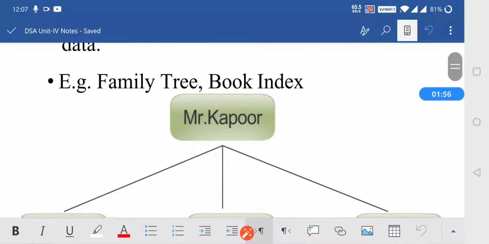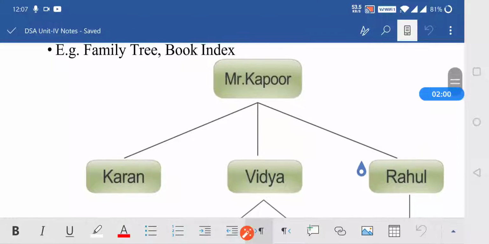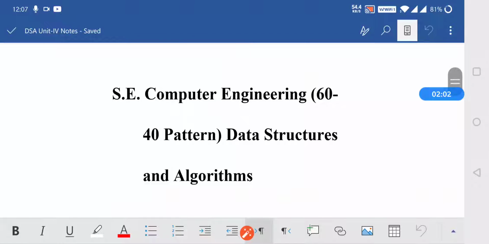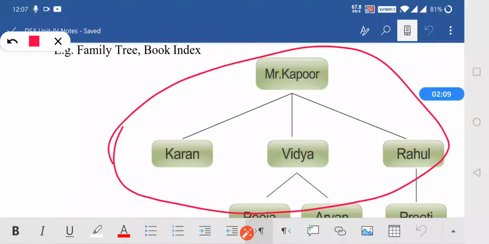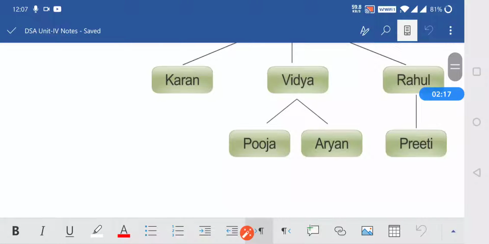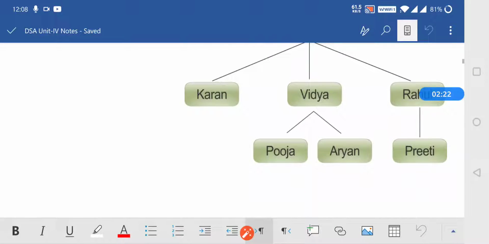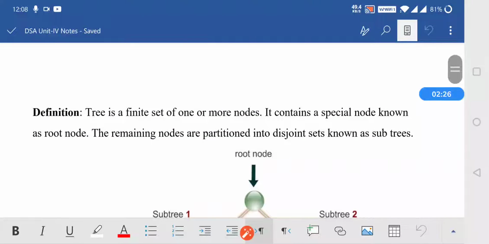Now we can take the example of the tree. This is the particular example where the family has been shown. We can see over here Mr. Kapoor is the parent node, Karan, Vidya, Rahul are the child nodes, and then below Vidya, Pooja, Aryan are the child nodes, and below Rahul, Preeti is the child node. This is a tree where the root node is present and various child nodes are present.